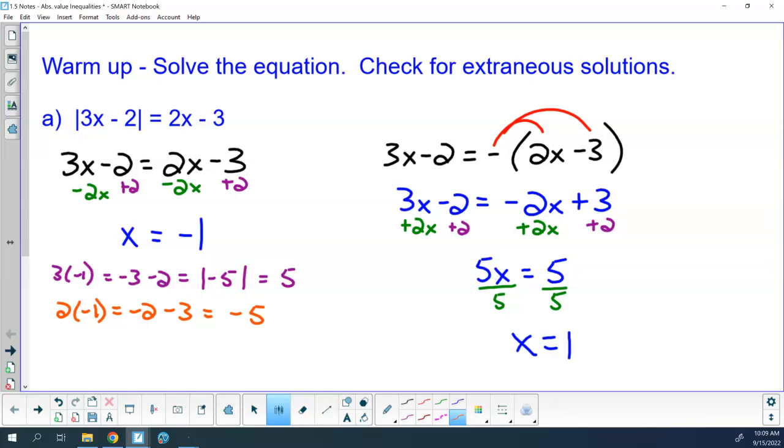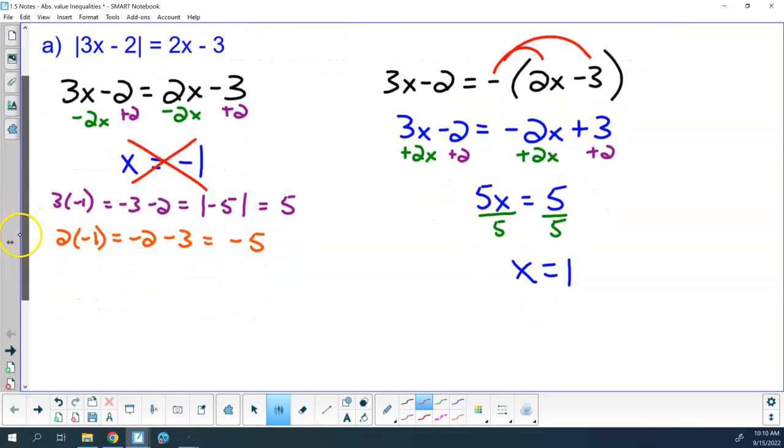Does that solution work? Yay or nay? Is 5 equal to negative 5? No. This one does not work. It is extraneous. It's thrown out. Okay? Now we got to go over and check x equals 1.